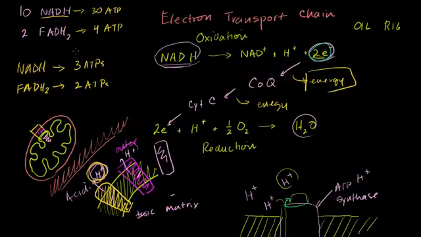And then if you remember, from glycolysis, we had 2 net ATPs directly produced. And from the Krebs cycle, we had 2 ATPs directly produced. So then you have 4 from glycolysis and Krebs. And that gets us, once again, to our magic 38 ATP from one molecule of glucose. And now I think you have a pretty good grasp of cellular respiration.